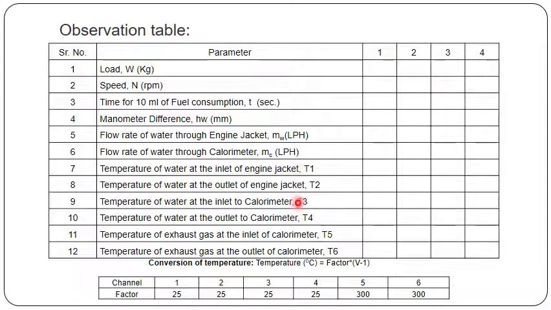Now the temperatures obtained in this setup are in millivolts, so they need to be converted to degree Celsius. A simple formula is given by the manufacturer: temperature in degree Celsius is equal to factor into V minus 1. V is the reading obtained for different temperatures. The factor is 25 for water temperatures, and for gas temperatures it is 300. So just substitute these values and the observations.